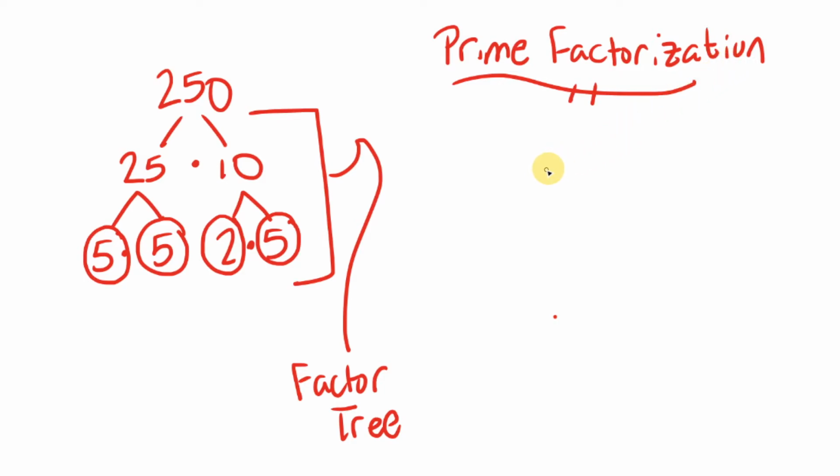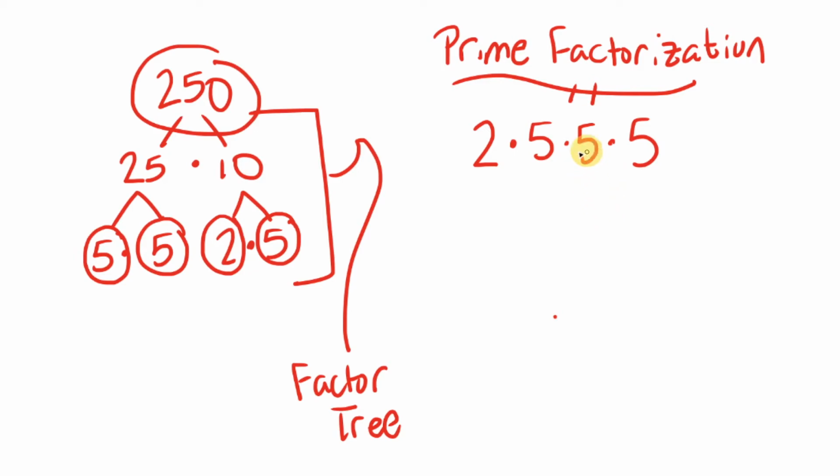Now, like I said, the prime factorization is the product of numbers that are prime that will give me the number that I started with. So if I multiplied 5 times 5 times 2 times 5, it would give me 250. The way I like to write it is with the smallest number first. So I'll write the number 2 here, times, and then I'll write all of the other numbers here: 5 times 5 times 5. So this here is my prime factorization.